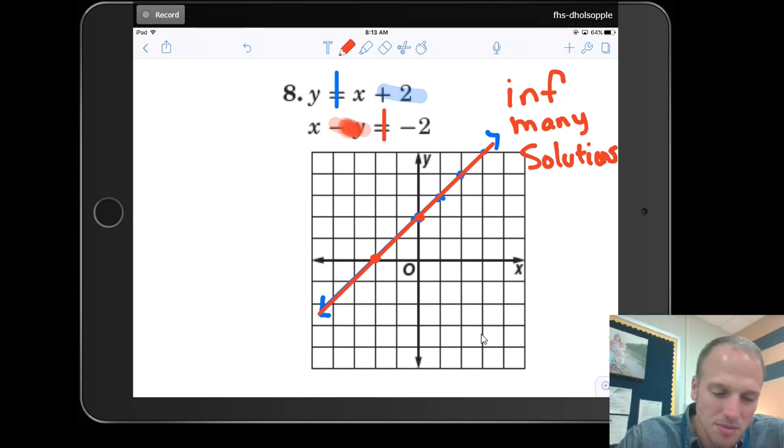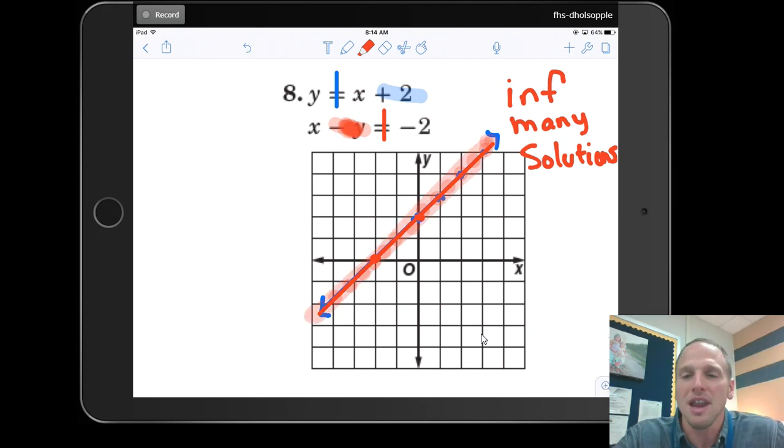Why is that infinitely many solutions? Well, because there's an infinite number of places where those two lines are touching. They touch there and there and there and there and there. You're getting the point, right? So everywhere along this line, everywhere, an infinite number of places it touches.